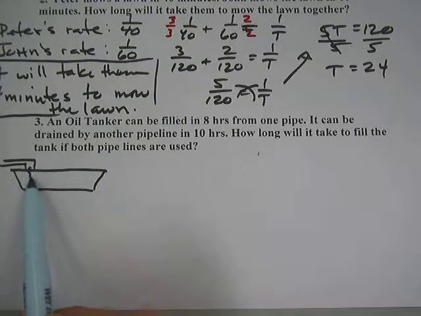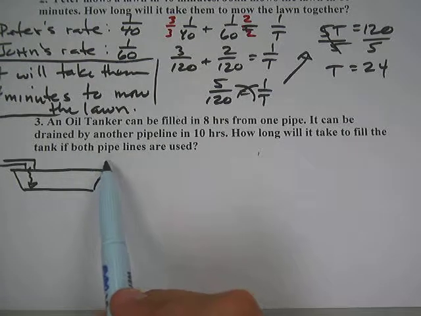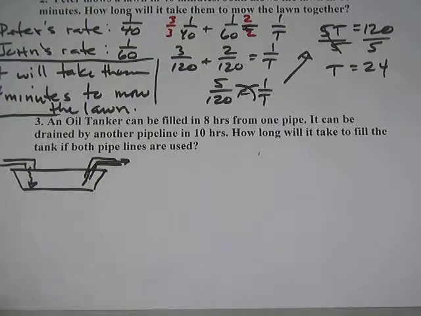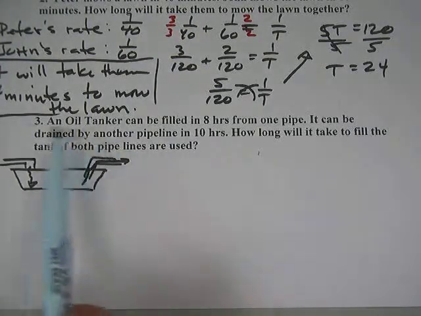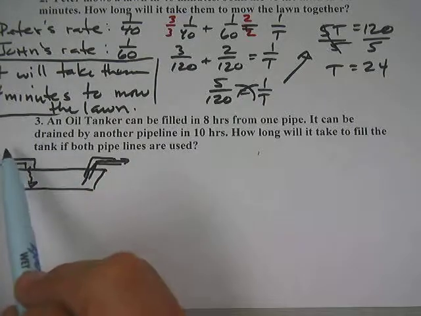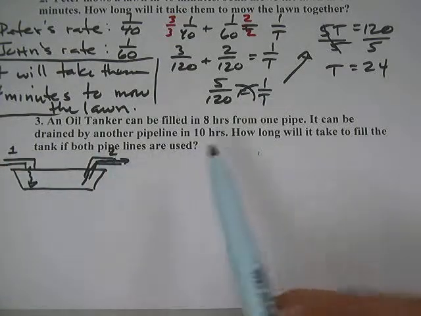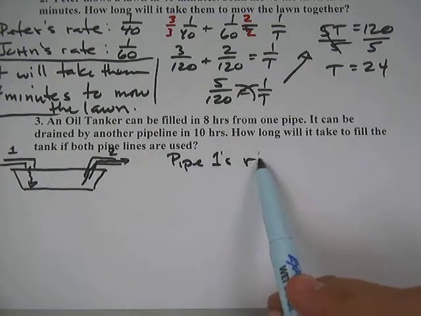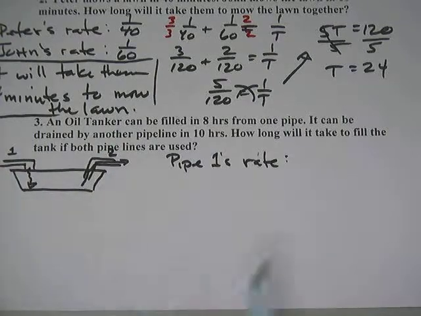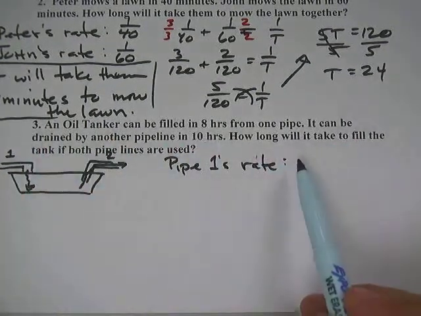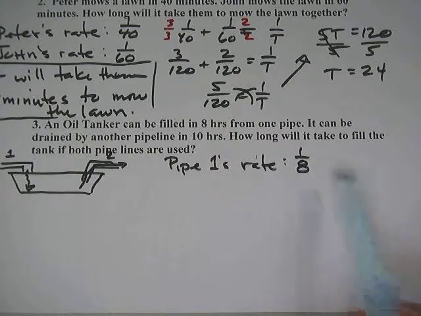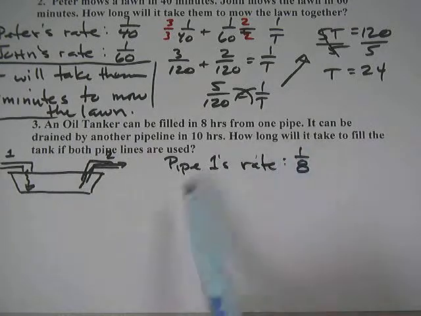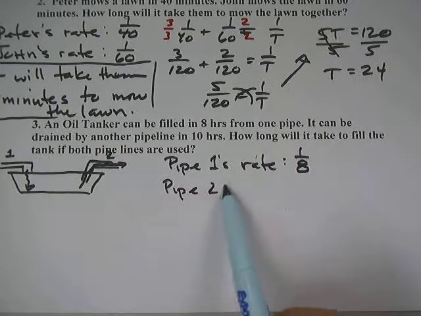So in other words, if we draw a little picture here, say we have this tanker, and we have one pipe here that's pouring stuff in, but then over here we have a pipe that's sucking things out. When we talk about the rate of work, we'll call this pipe number 1 and this number 2. So pipe 1's rate: it can fill the whole thing in 8 hours, so in an hour, it can get 1/8 of the job done.